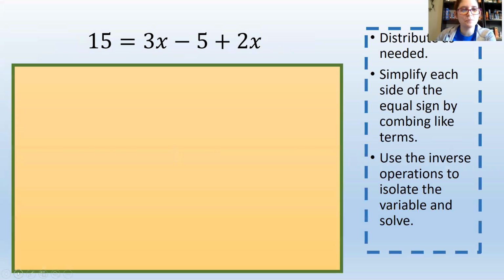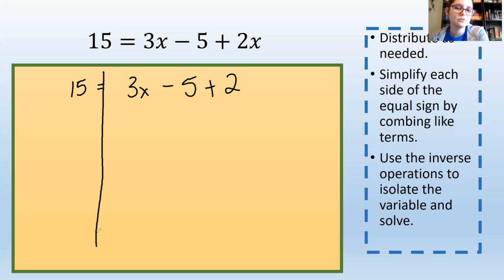So let's jump right in with a few examples. I've posted our three steps on the side of the screen so you can refer back to them at any time to help you out. Our first example is 15 equals 3x minus 5 plus 2x. And just like with all the other equation problems, we want to split the two sides of our equation through the equal sign.